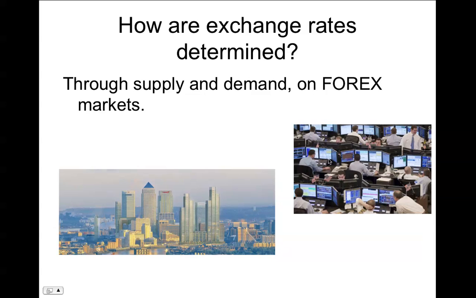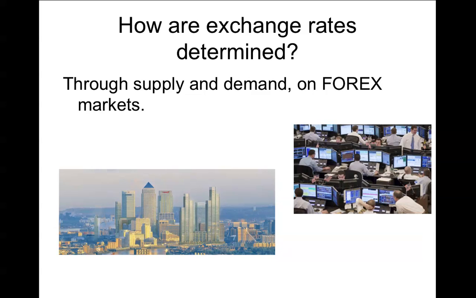So the question now is, how are exchange rates determined? And the simple answer to this is they're determined on foreign exchange markets, sometimes referred to as Forex markets. I've got a picture of Canary Wharf there because London is a big financial trading center for foreign exchange. And when you think about who's buying and selling the currencies, it's people like these guys here who are just at a computer terminal at a bank, and they're just clicking buttons, buying and selling lots of currencies.